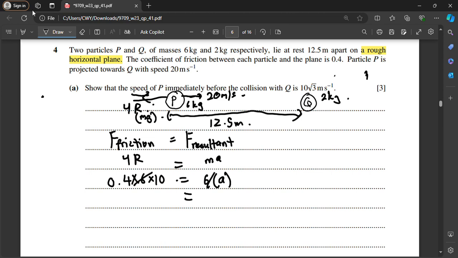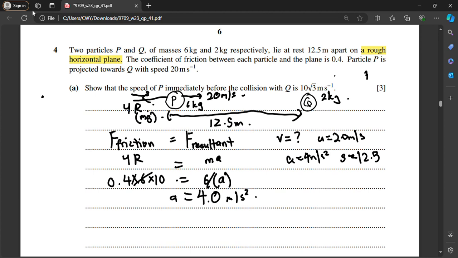So you realize that your a equals 0.4 times 10, 4.0 meters per second squared. So to find the speed, I have a v. My v is, actually I don't know v. I know u is 20 meters per second. I have a, 4.4 meters per second squared. I have the distance, 12.5, because it's going before the collision with Q. It wants to collide with Q, so it has to travel 12.5.